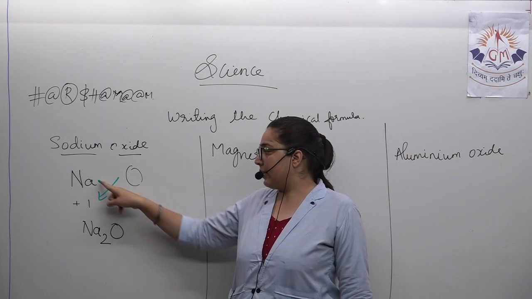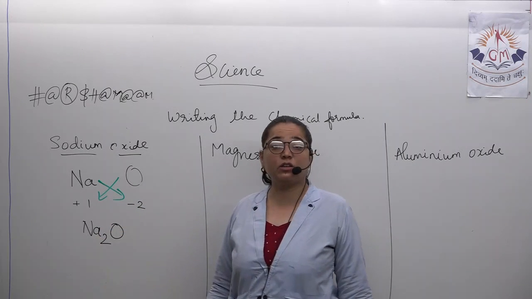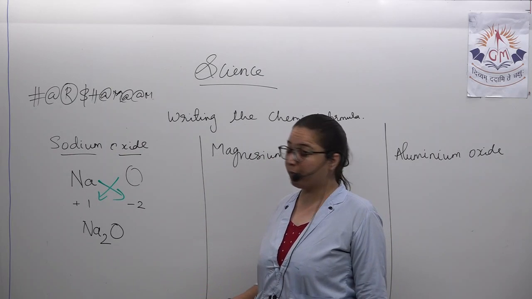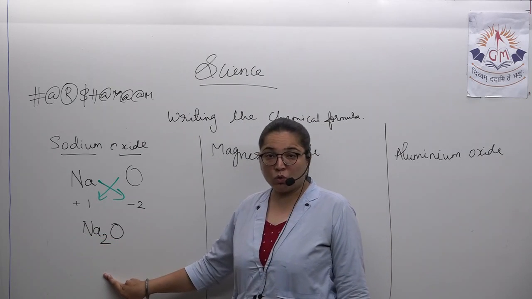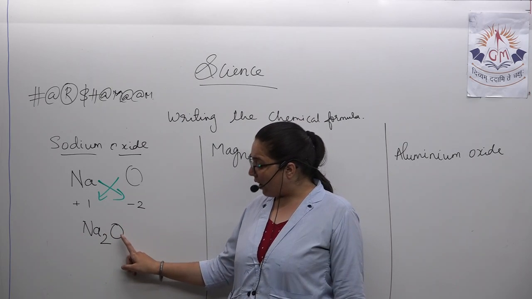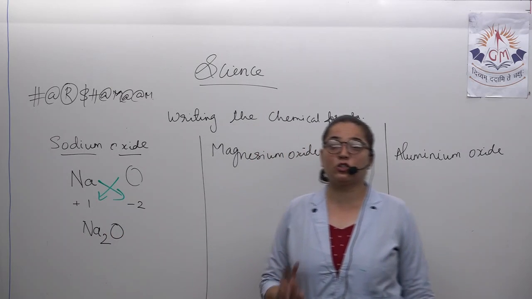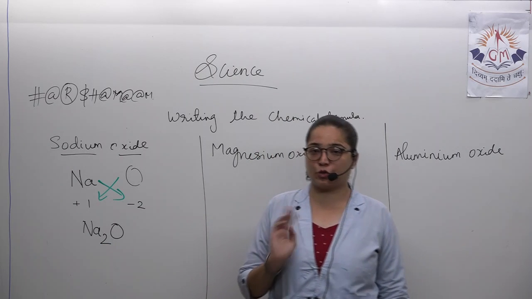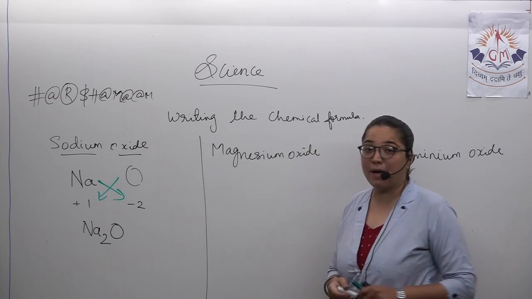Sodium oxide, Na2, oxygen 1. How actually everything is getting formed, that also I'll explain. Sodium is having 2, means with 1 oxygen, how many sodium are combining? 2. Next, magnesium oxide.